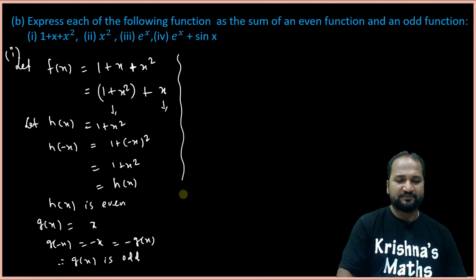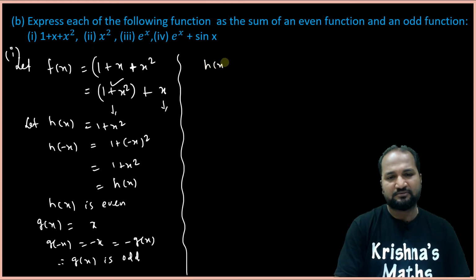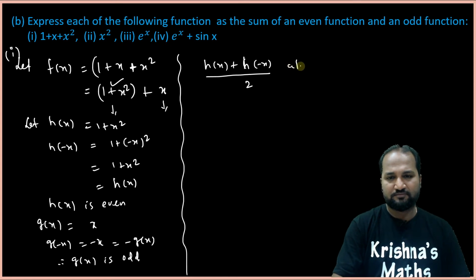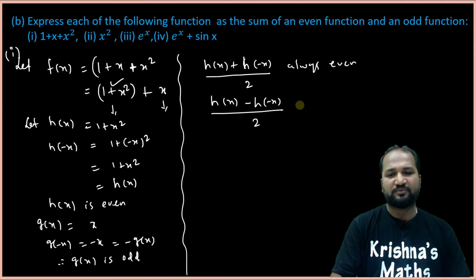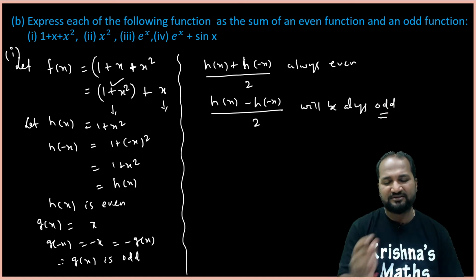और एमती भी कर परिबा. कौन कर परिबा एटा को हमें h of x नेले तो h of x plus h of minus x divided by 2. This will be always even. And h of x minus h of minus x divided by 2 will be always odd. दुटा जाको ऐड करी डिवाइड बाय 2 कल इवन आछो, दुटा जाको माइनस करी डिवाइड बाय 2 कल ऑड आछो.